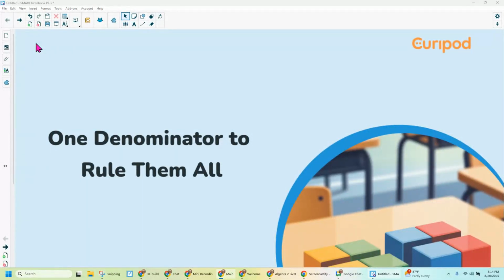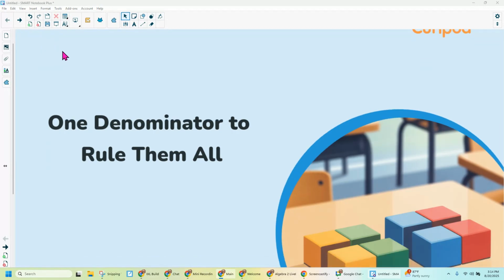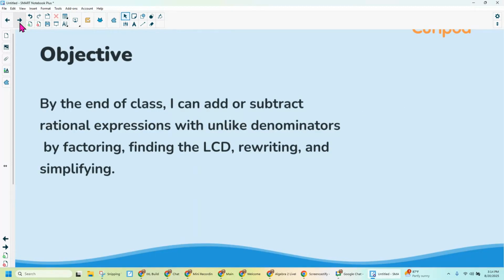This is Unit 4, Lesson 4 on adding and subtracting rational expressions. Here's a rule: one denominator to rule them all. That's right, we have to have the same denominators. So let's check this out.